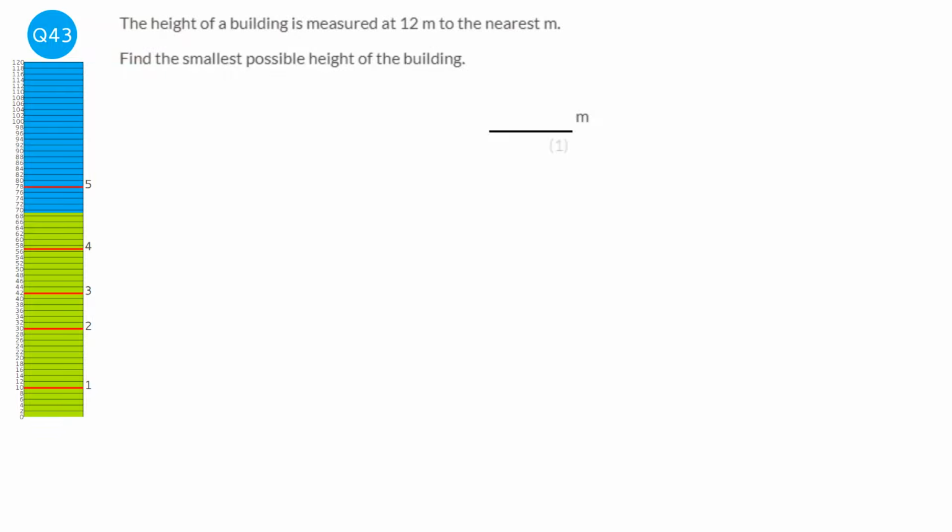To answer this question, I'm going to do a quick number line, and I'm going to put the 12 meters on my number line, and I'm going to think what the next number down would be that it could have rounded to. Well, it's to the nearest meter, so the next number it could have rounded to is 11, and to find the minimum it could have been before rounding to 12, all we need to do is find the halfway point between 11 and 12, which is obviously going to be 11.5. So our answer is 11.5 meters.